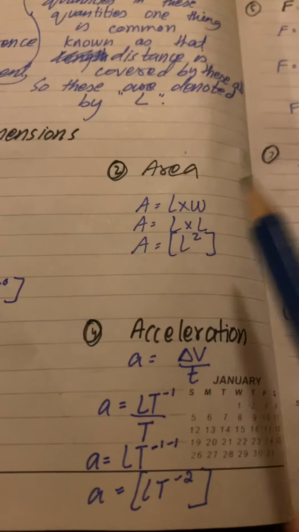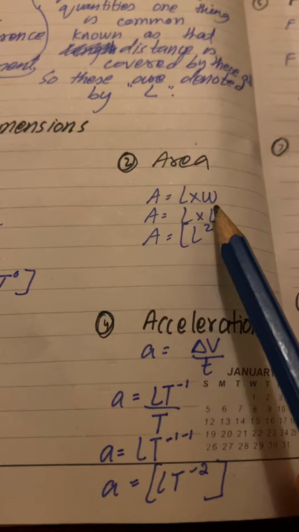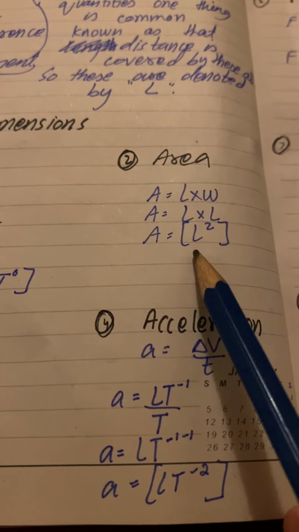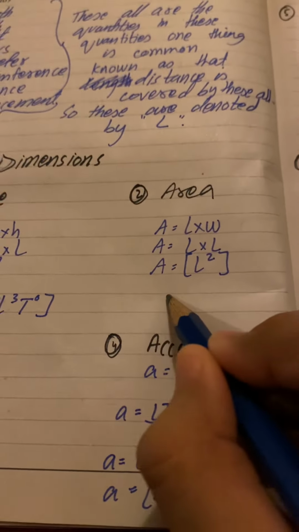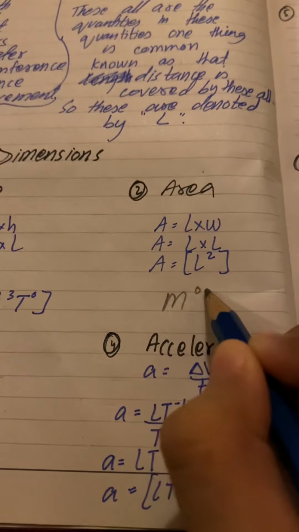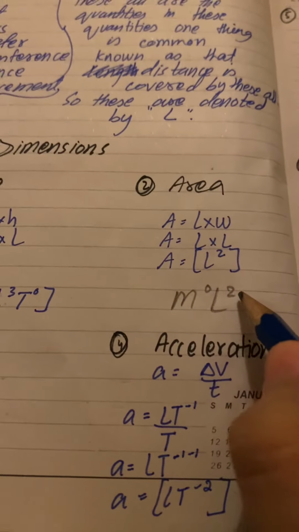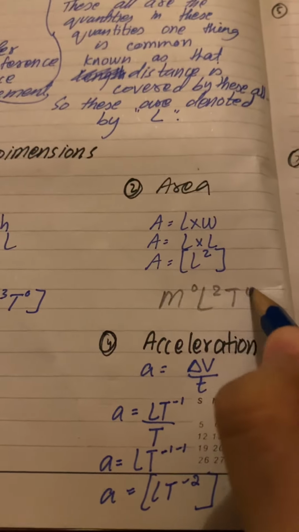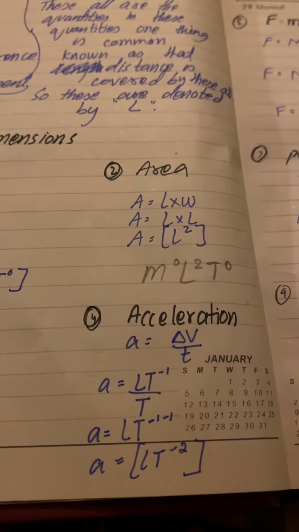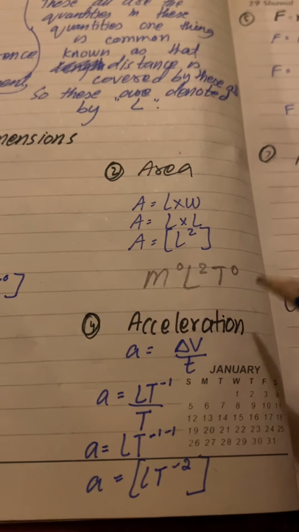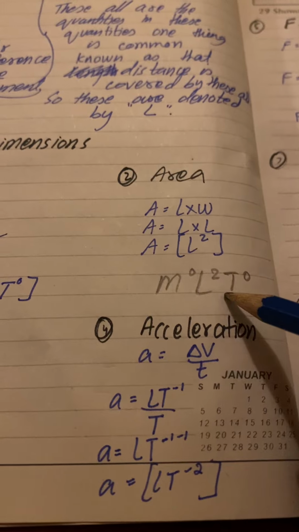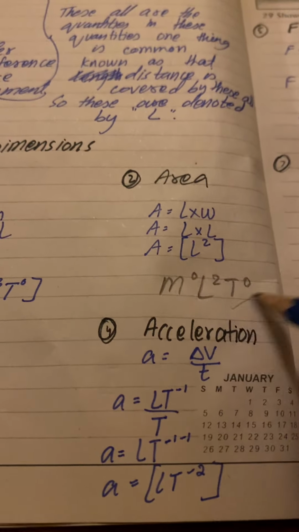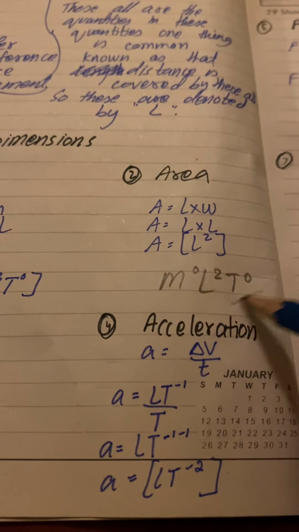Area is equal to length into width. Length into length is length square. We can also say M0 L2 T0, because in entry tests they ask what is the dimension of area, and they give options like this, so you have to learn this also.